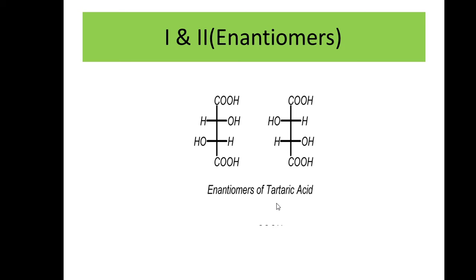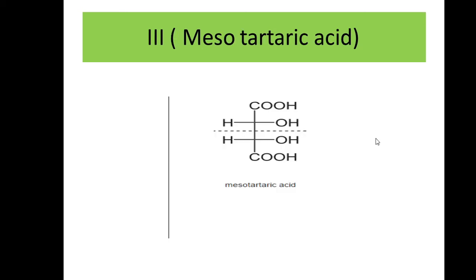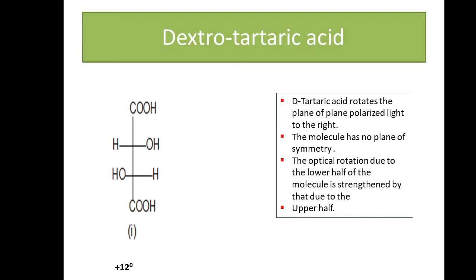Enantiomers of tartaric acid. This is the third structure of tartaric acid. Here you can see a plane of symmetry exists in this molecule. That means when we bisect the molecule through this plane, we will get two equal halves. So this structure will be optically inactive. This stereoisomer of tartaric acid is known as mesotartaric acid.